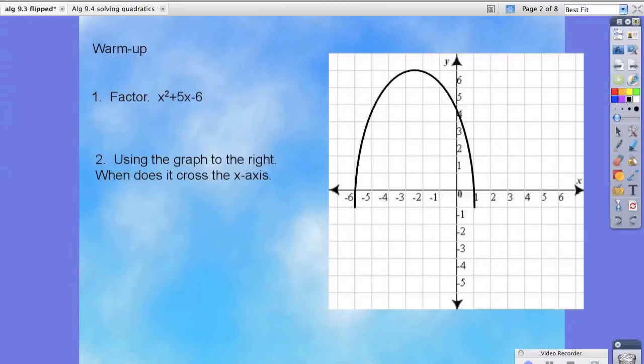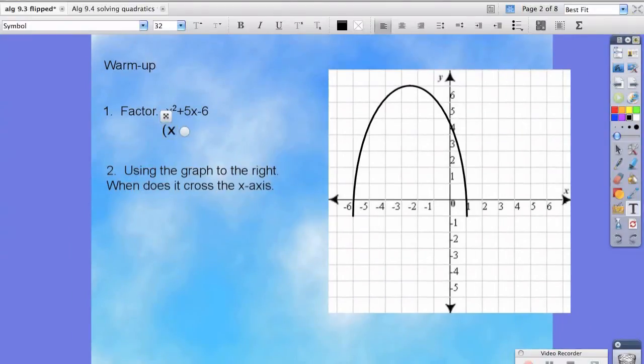Number 1 asks you to factor x squared plus 5x minus 6. Now because we know the x-box method, hopefully you got the following answer: x minus 2 times the quantity x minus 3. Now let's look at number 2.